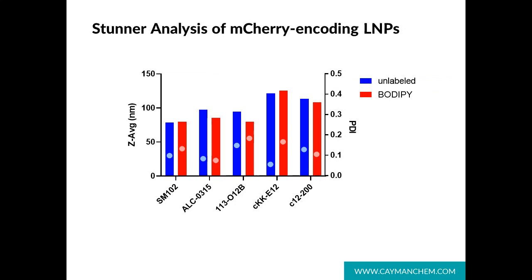Initial assessment of particle characteristics using Stunner indicated that all of the particles produced were under 125 nanometers, again in the bars and on the left axis. PDIs in the points and on the right axis were all under 0.2, indicative of monodisperse LNP populations. These were better than those produced in the screening runs, although these measurements were made after dialysis. CKK-E12 and C12-200 based particles were noticeably larger than the others. And again, BODIPY, which is shown in red, did not have a measurable effect on the particles themselves.